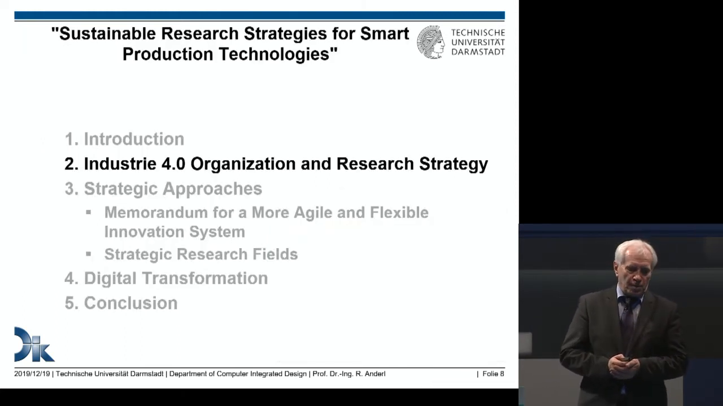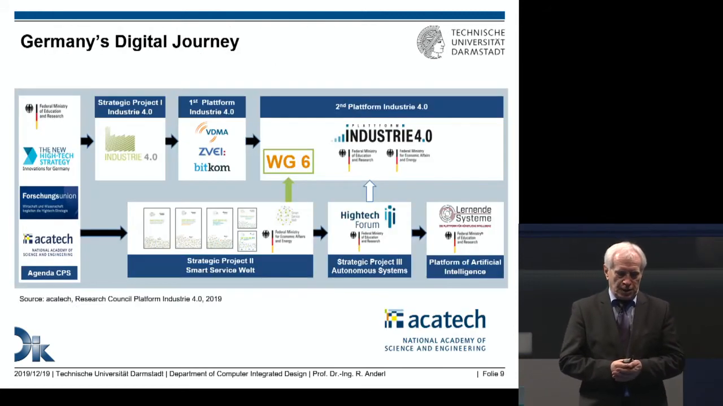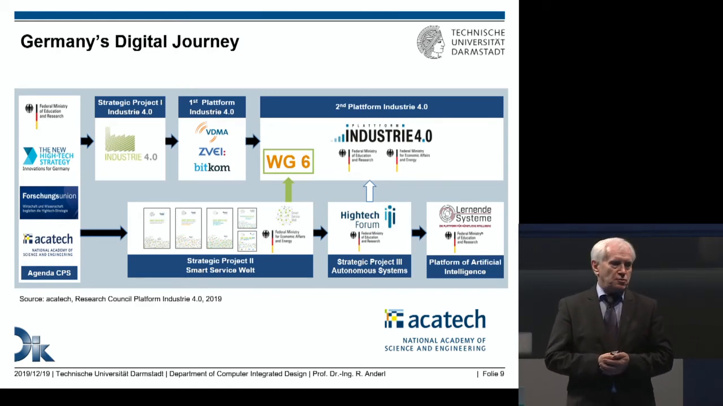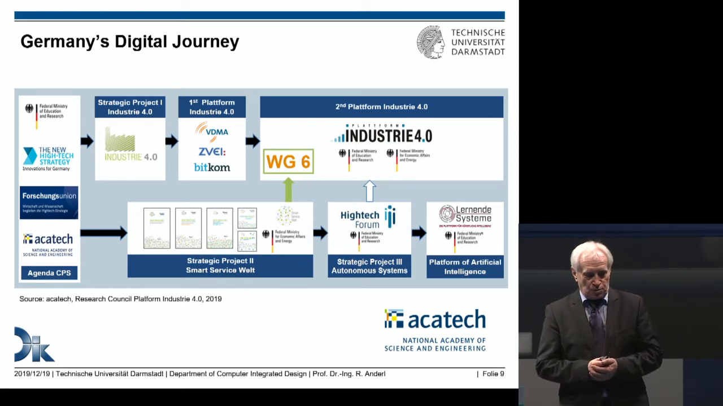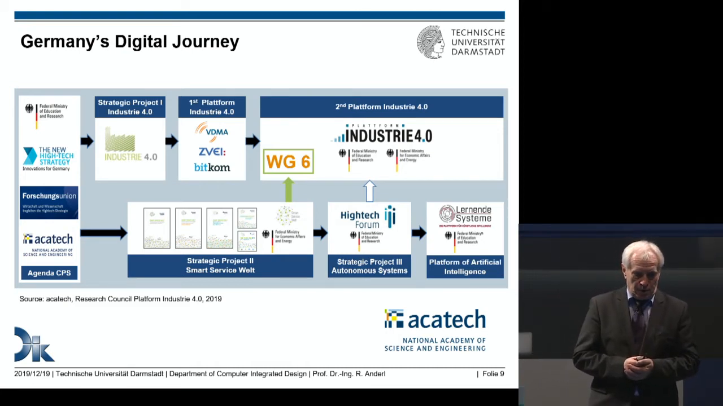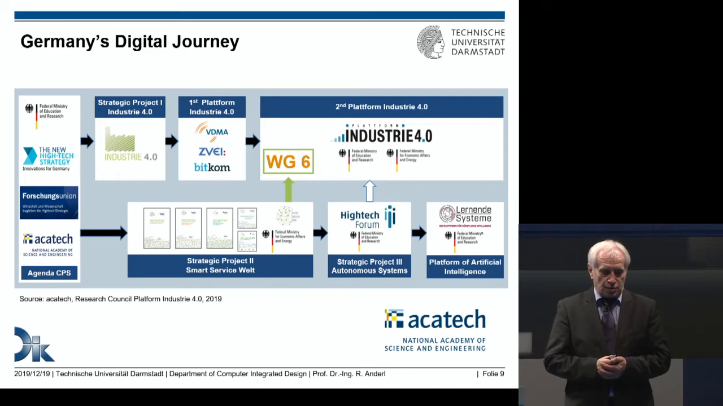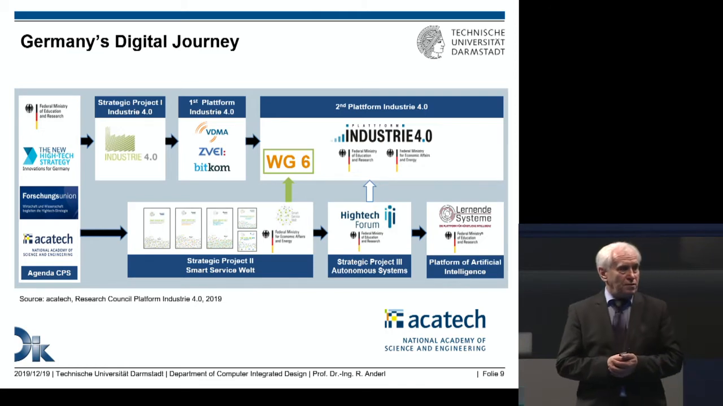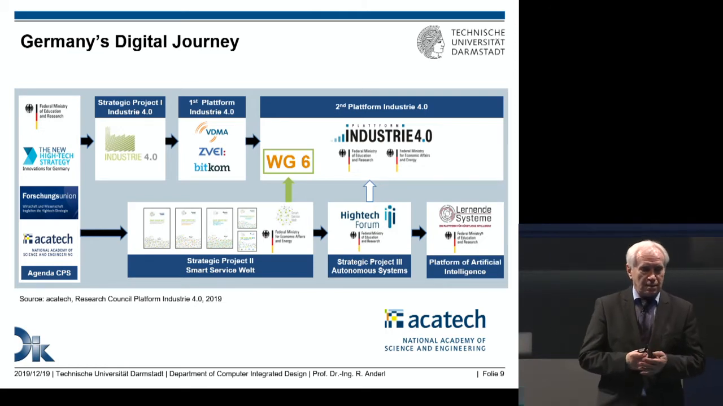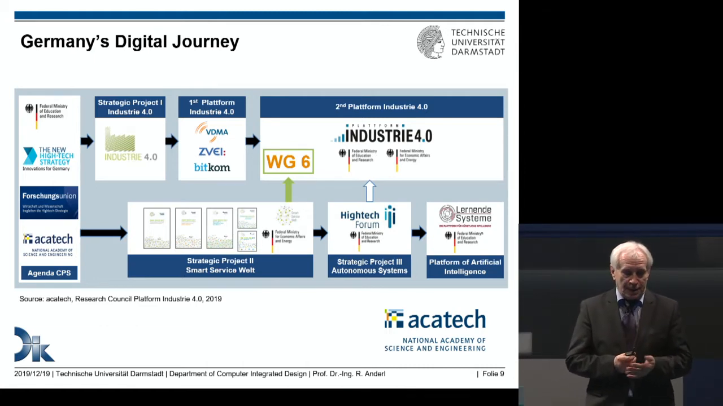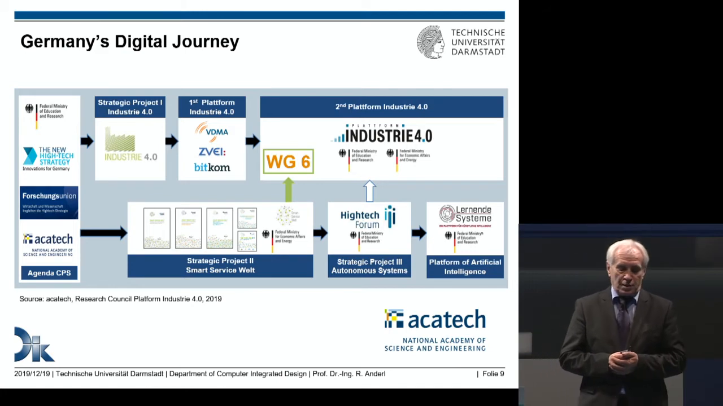Now, what about the organization and the research strategy? Professor Kagemann has mentioned before that various strategic research projects have been established. Industry 4.0 was the first one, and the outcome was the establishment of the platform Industry 4.0. Then the strategic project number 2 has been established with respect to smart service Welt, and the 3rd strategic project is now going for autonomous systems. And there also the platform artificial intelligence has been established.